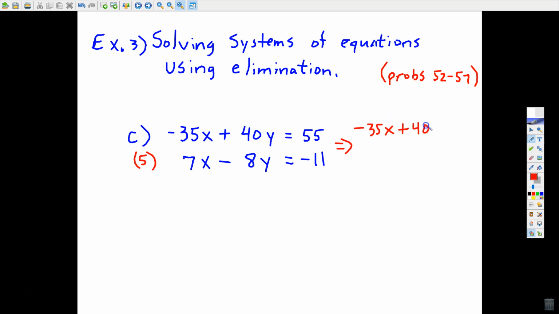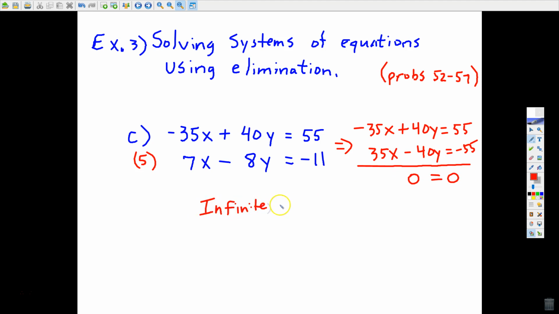35x plus 40y is equal to 55. This becomes 35x minus 40y is equal to negative 55. Well, it's pretty obvious what's going to happen here. Everything eliminates, and once again I'm left with a true statement. 0 is equal to 0. So anytime you eliminate and the final result of your elimination is a true statement, then the way we finalize our solution is by saying there's an infinite number of solutions.